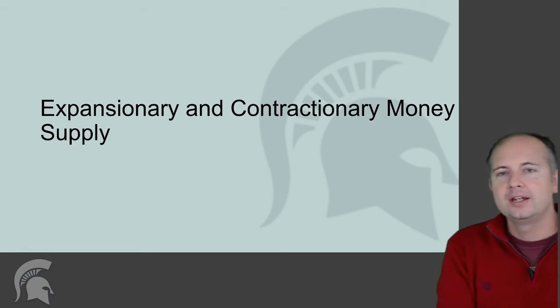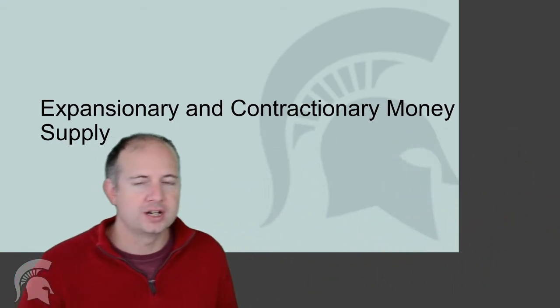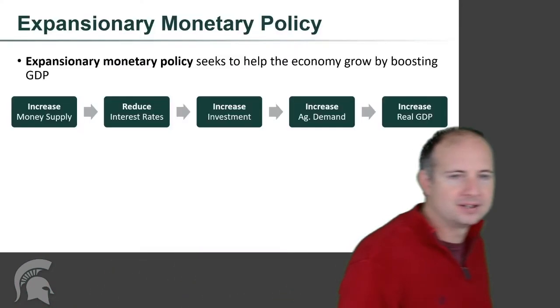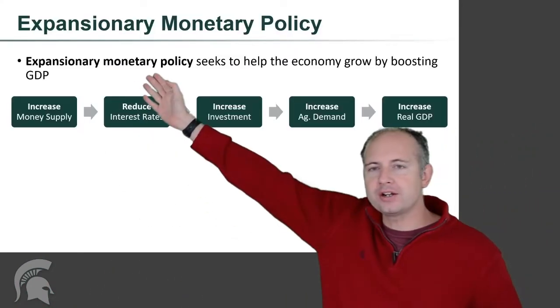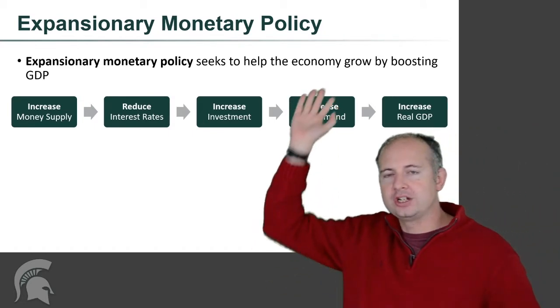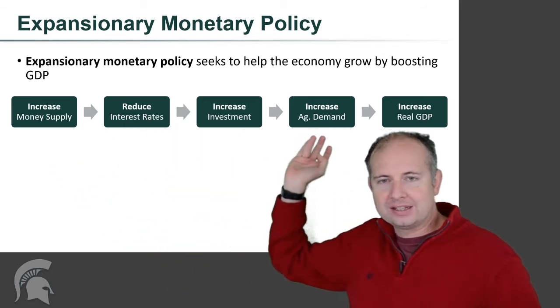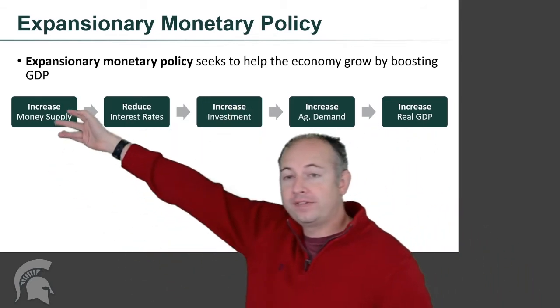All right. Now we're going to learn about these terms, expansionary and contractionary monetary policy. Expansionary monetary policy seeks to help the economy grow by boosting GDP. I think there's blanks in this. I probably just draw an arrow up or down for all of them.